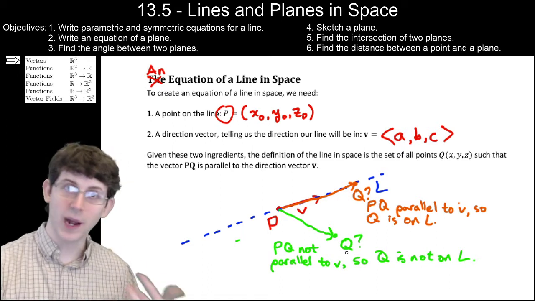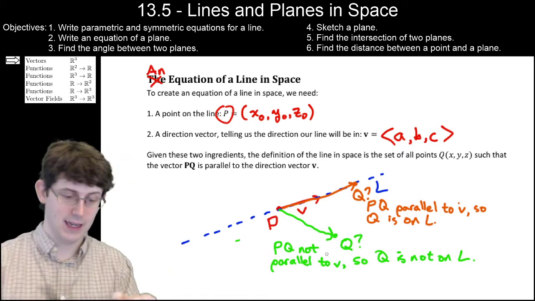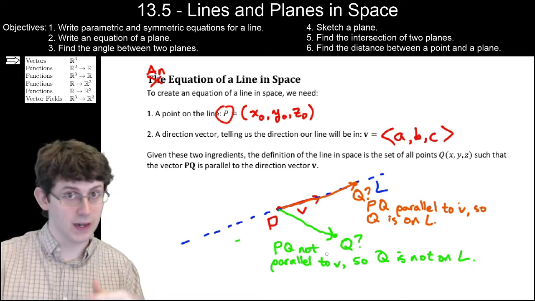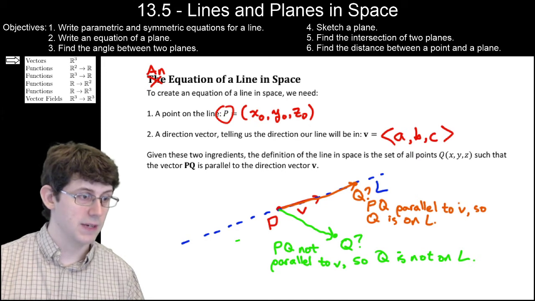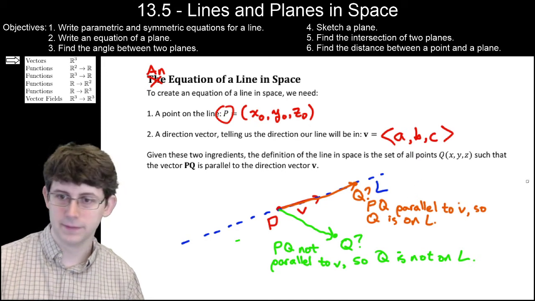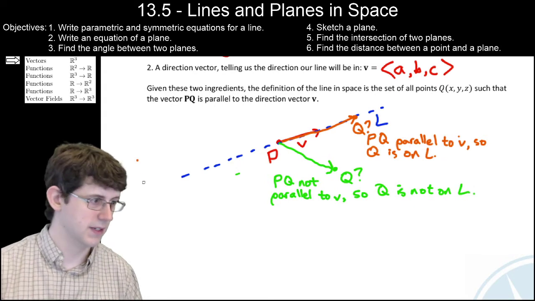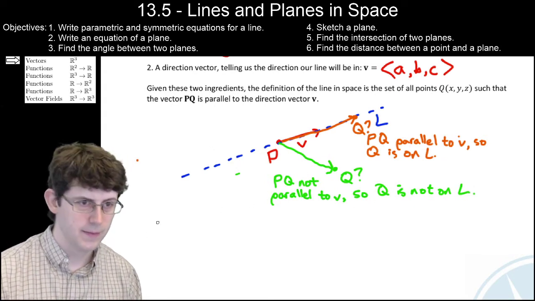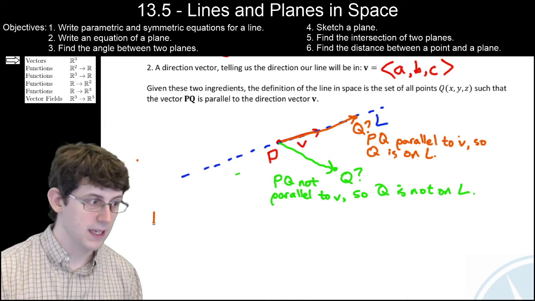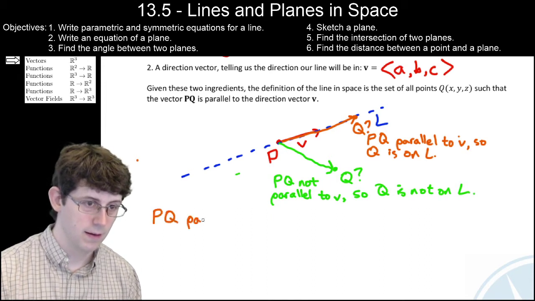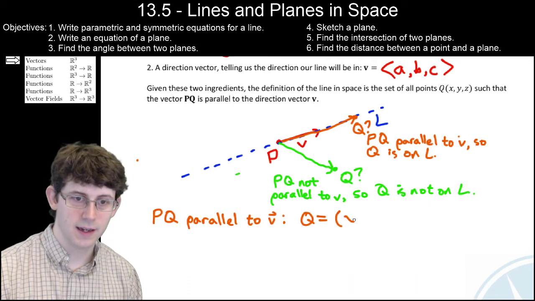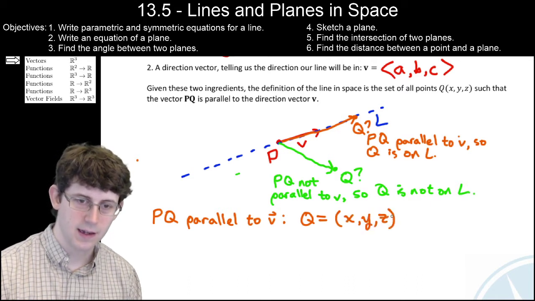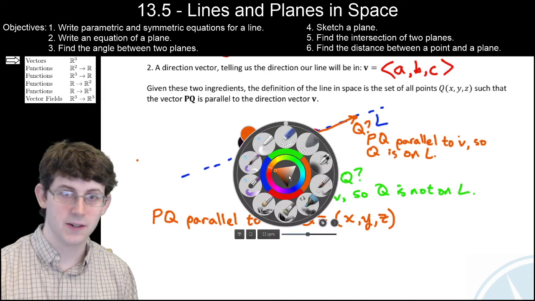So this is just a vector way of saying what a line is. You pick a point and a vector, and you say a different point is on the line if PQ is parallel to v. Okay, hopefully we can turn that into an equation. What we'll do is say, okay, PQ is parallel to v. Let's let Q be the point x, y, z. And we already know that P is the point x0, y0, z0.